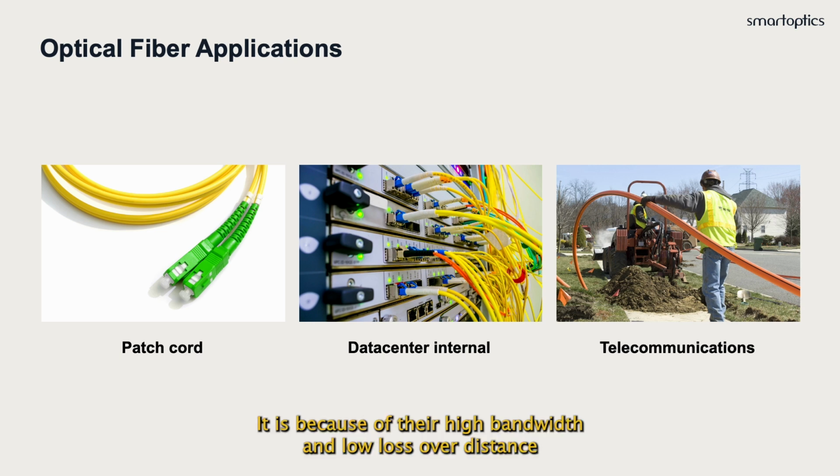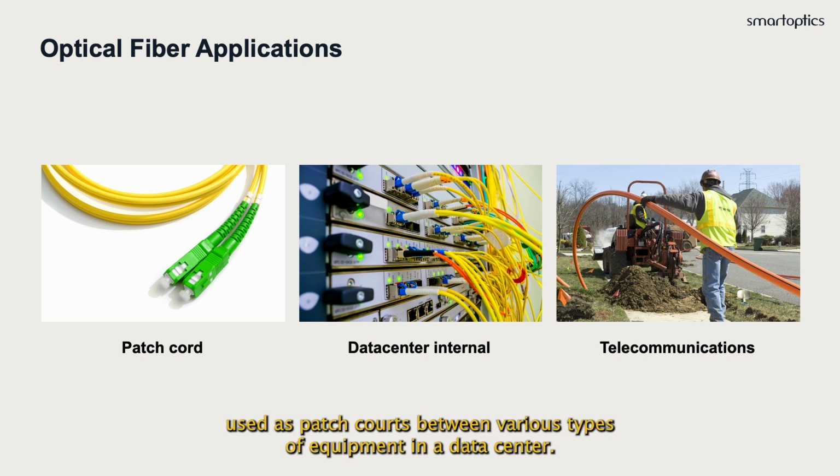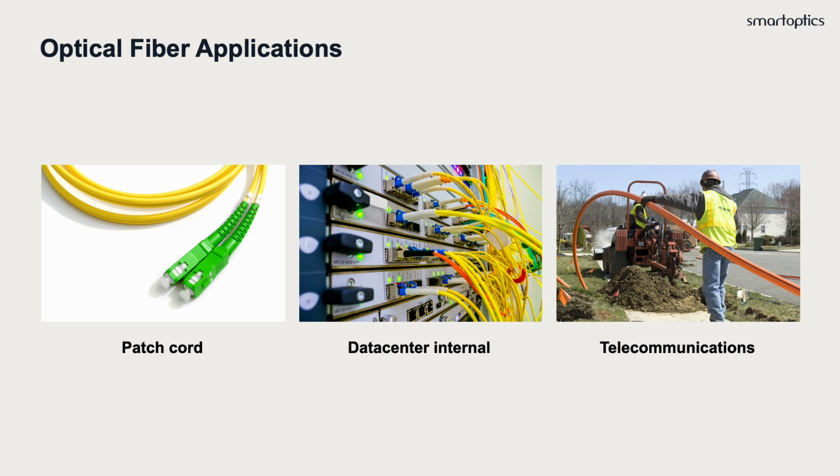It is because of their high bandwidth and low loss over distance that optical fiber communication systems are so widely used today. Optical fibers can be found in home entertainment systems, and fibers can be used as patch cords between various types of equipment in a data center. And you can find fibers buried underground in large-scale public telecommunication networks. But what is really an optical fiber, and what different characteristics can it have?